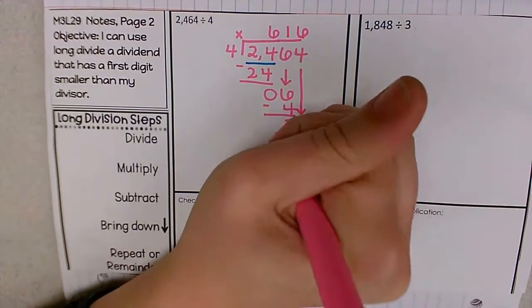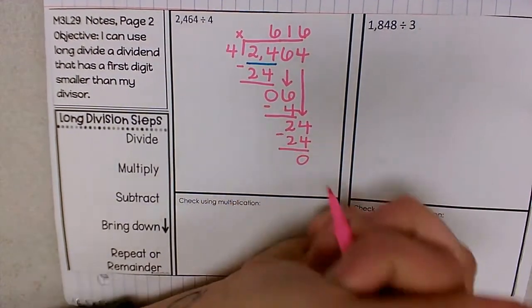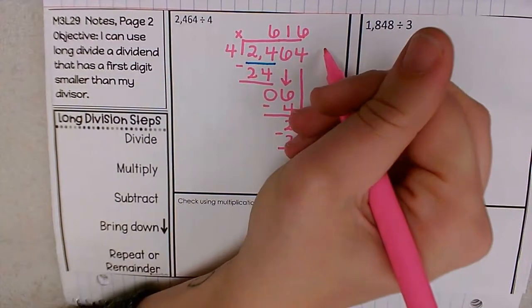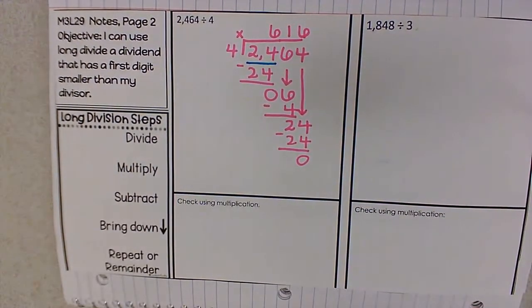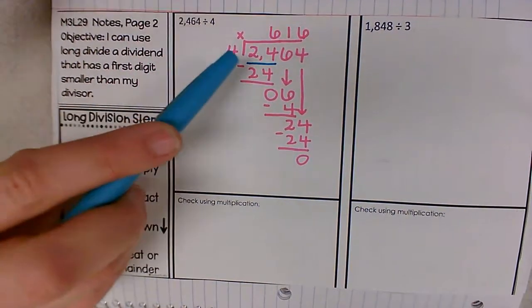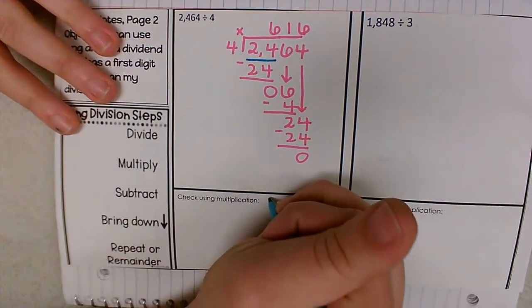Divide, multiply, and subtract. Bring it on down. Oh, nothing to bring down. That means that we have no remainder and our quotient is 616, or so we think. Let's multiply the outside, see if we get the inside.